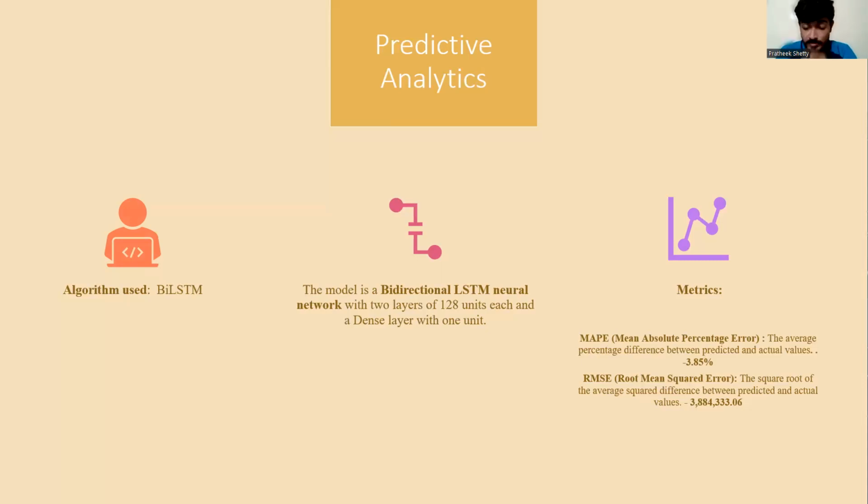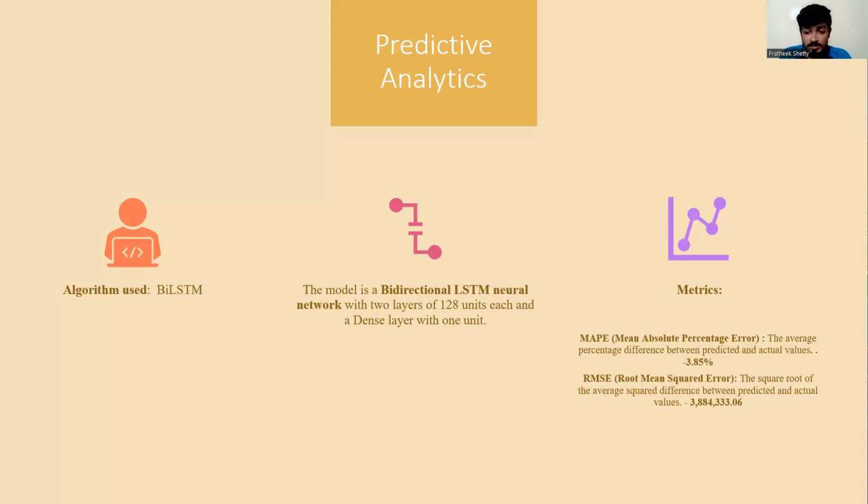The metrics used were mean absolute percentage error, or it's known as MAPE. This is the average percentage difference between predicted and actual values. I got a value of 3.85% here, for LSTM.